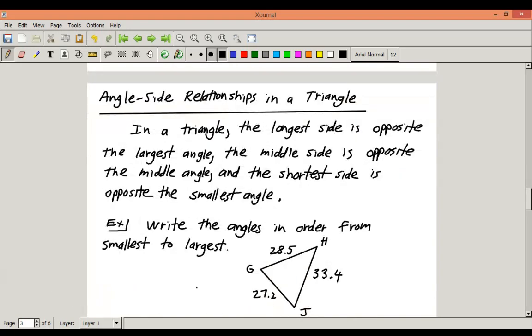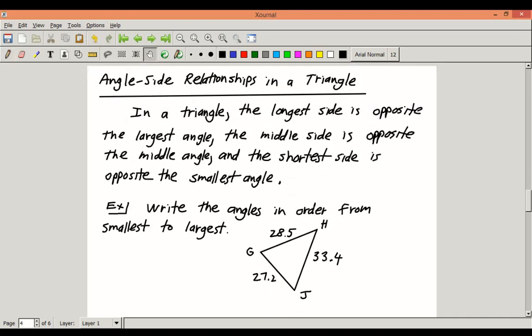Okay, so here's what we're really talking about today. We need to know the following about a triangle, about its angle-side relationships. Here's what we have, and we're not going to prove this. I'm just going to give this to you, and you just got to be able to work with it.